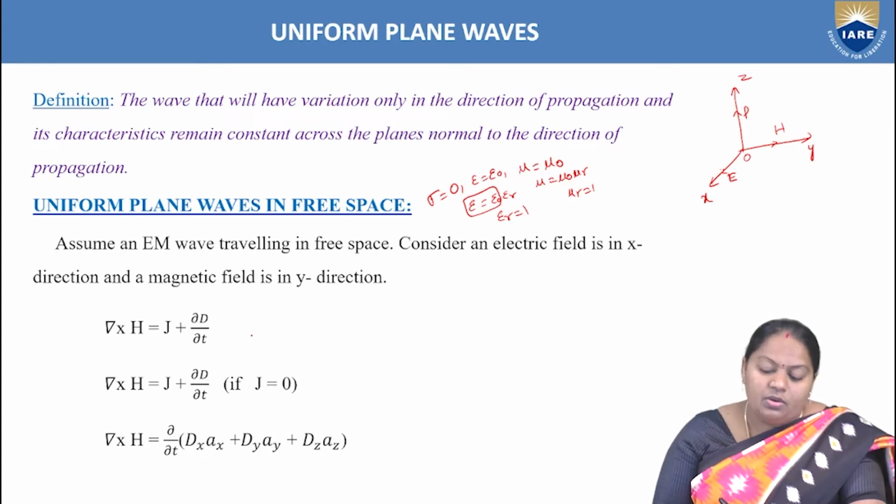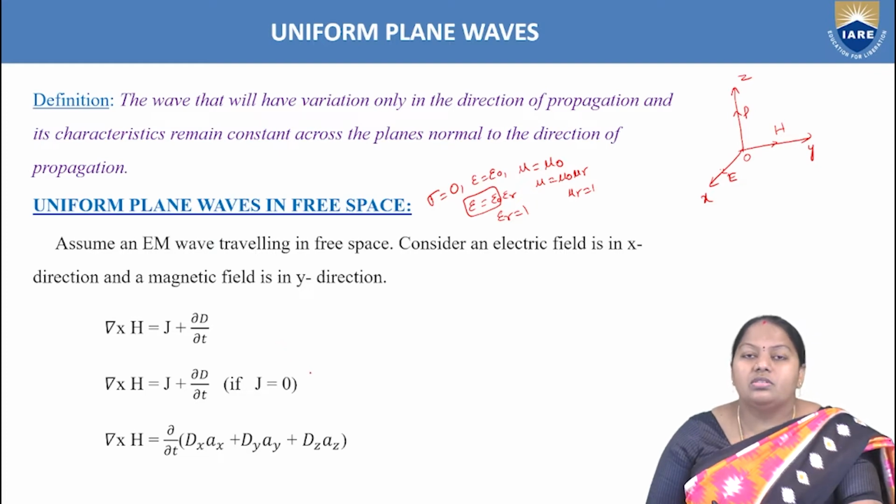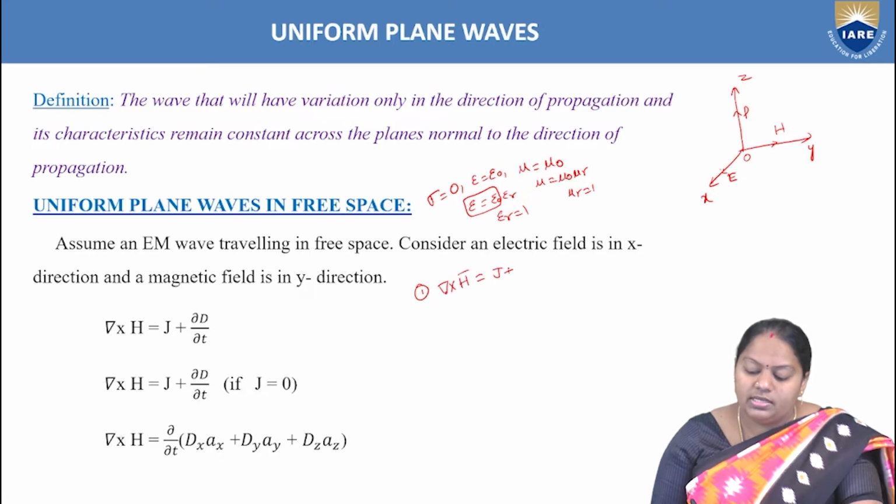Now, to derive the relation, we need to know the two Maxwell's equations used for time varying fields or electromagnetic fields. The first is the modified form of Ampere's Circuital Law, given by del cross H bar equal to J plus JD, where J is the conduction current density, given by sigma into E bar, and JD is the displacement current density, given by dou D bar by dou t.